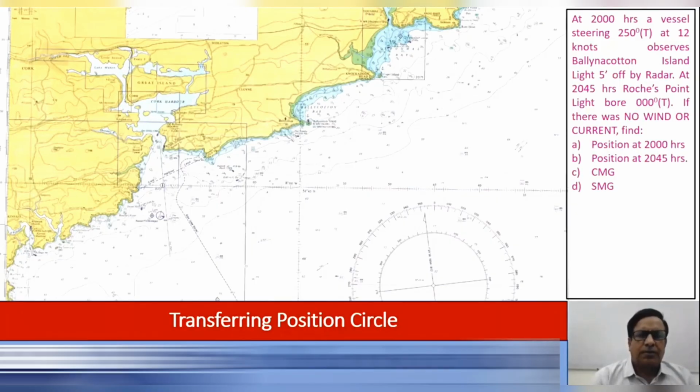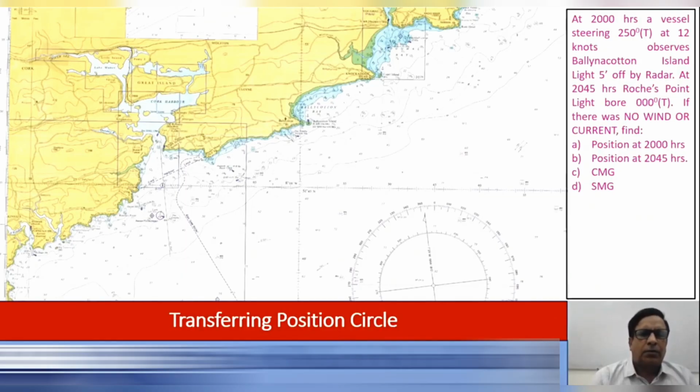transfer the position circle. At 2000 hours, a vessel steering 250 degrees true at 12 knots observes Ballina Cotton Island light 5 miles off by radar. At 20:45, Roche's point light bore 000 degrees true. If there was no wind or current, find the position at 2000 hours, position at 20:45, CMG and SMG.